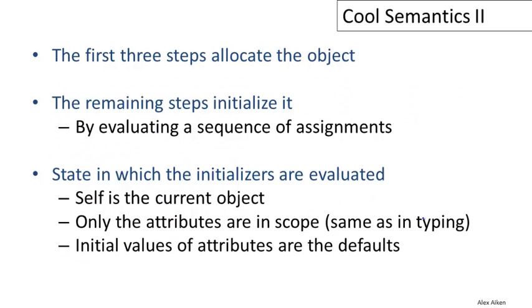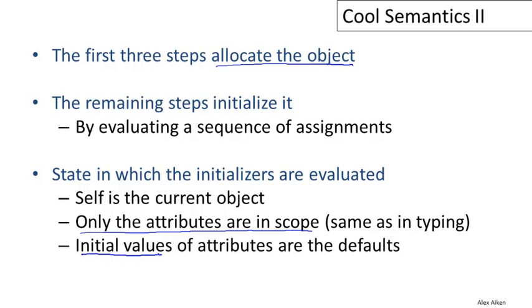To summarize the semantics of new, notice that the first three steps allocate the object. Those are things that actually allocate the memory for the object. And then the remaining steps initialize the object by evaluating a sequence of assignments. And one of the most important things to understand about initialization is the context, or the state, in which the initializers are evaluated. So notice that only the attributes are in scope. We emphasize that. And it's the same rule as in typing. When you're type checking a class declaration, only the attributes are in scope for the initializers of the class. And naturally that's the same thing that we use when we actually evaluate the initializers at runtime.